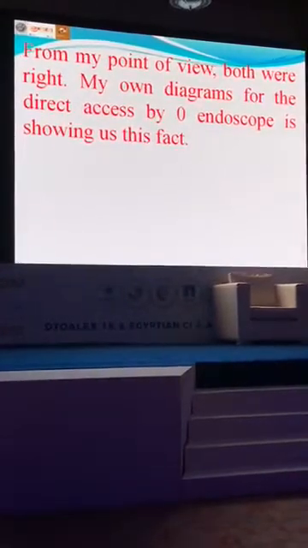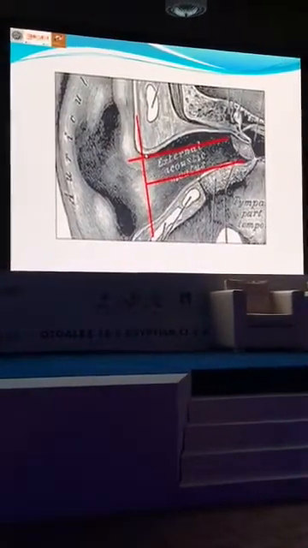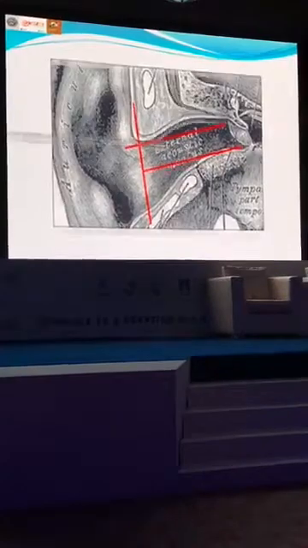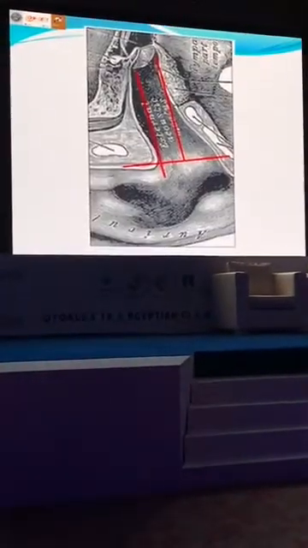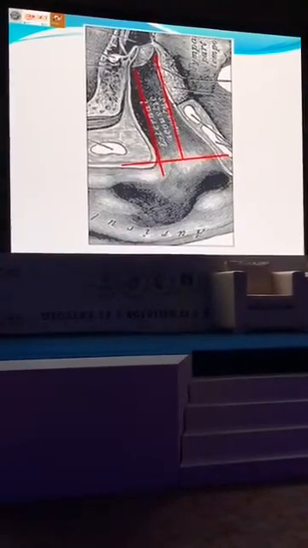My own diagrams for the diopter axis by zero-degree endoscope show us this fact as follows. This diagram shows a right ear canal, and the red rectangular shape shows the range of movement of the endoscope inside the canal. By putting the diagram in the same position that the patient is lying in front of us in the operating theater, it seems like this.